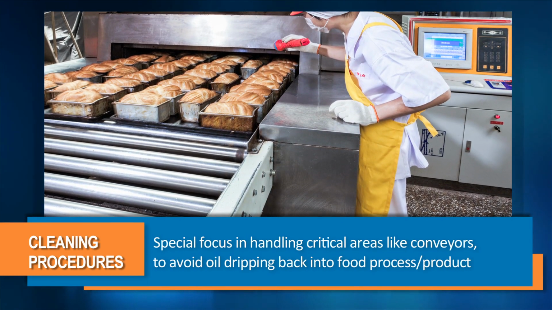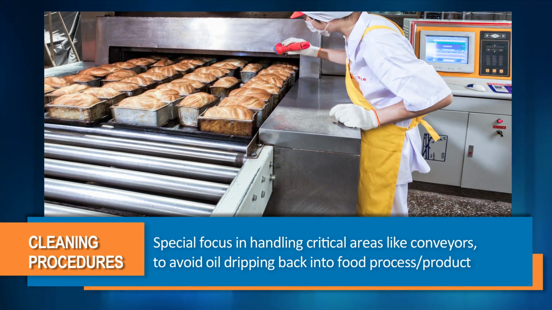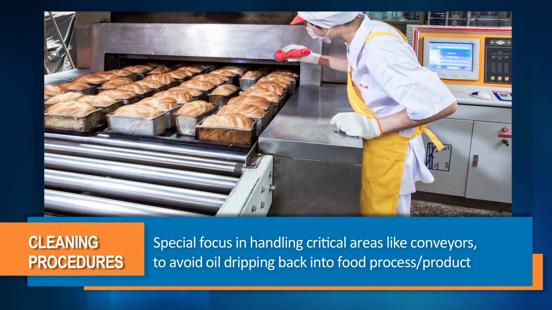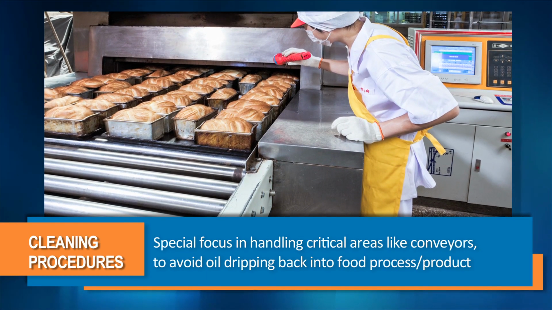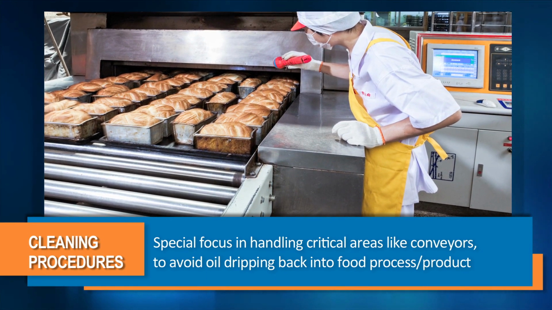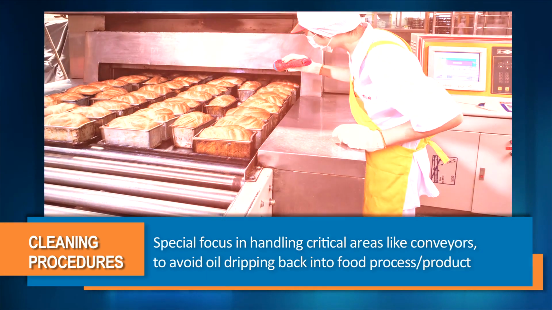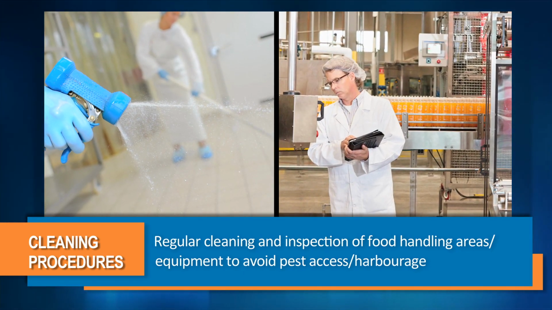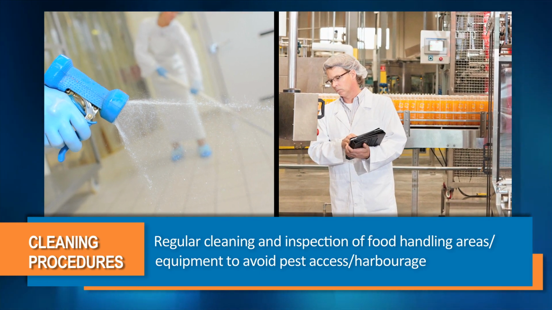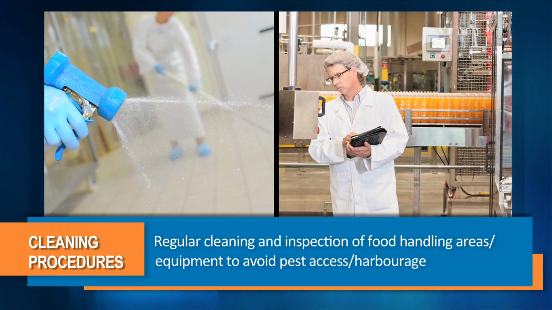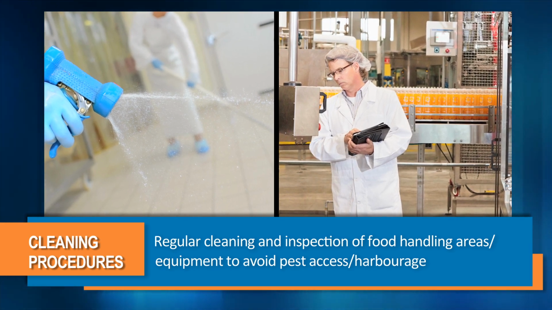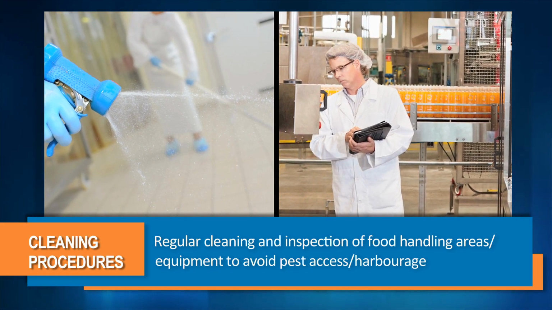Special focus should be there in handling critical areas like conveyors to ensure oil dripping back into food process or product is avoided. Regular cleaning and inspection of the food handling areas and equipment shall be done to ensure they do not provide pest access or harborage.